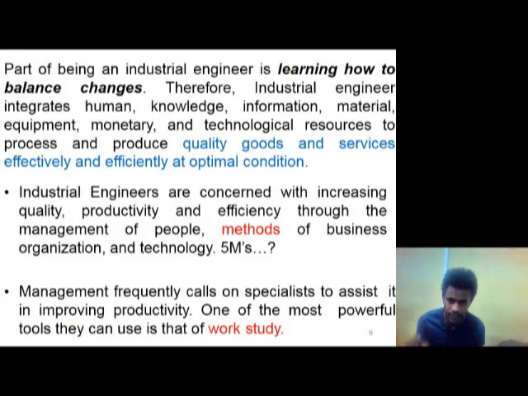And of course, management frequently calls upon specialists, experts in the field of work studies. One of the most powerful tools that can improve productivity is work study. That's why management needs professionals who are experts in industrial engineering, whose main intention is to improve productivity. The biggest powerful tool is what we call work study.